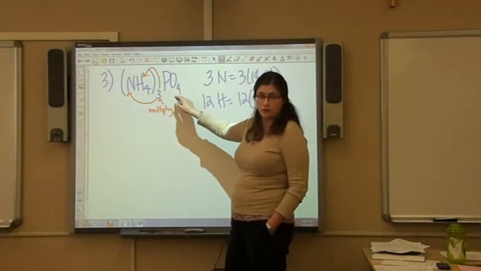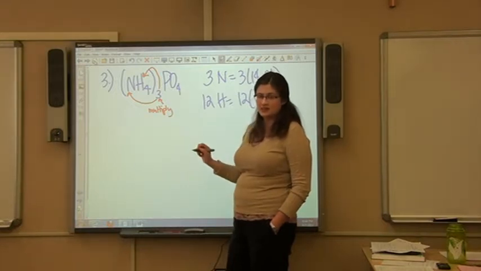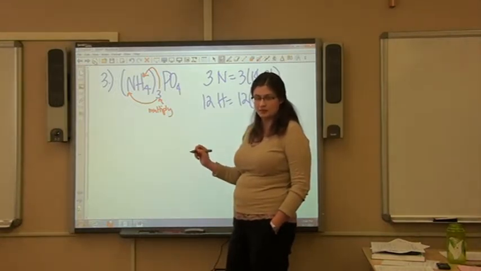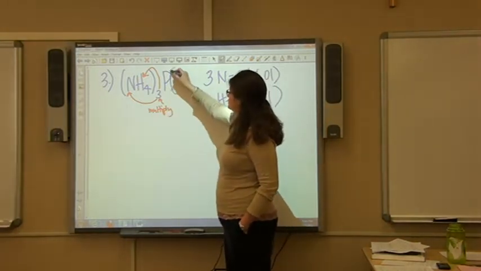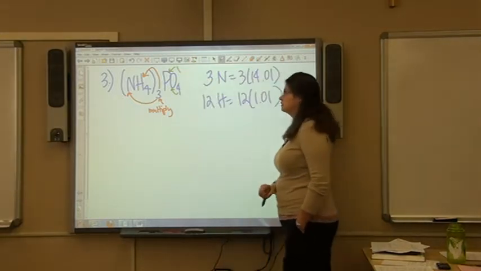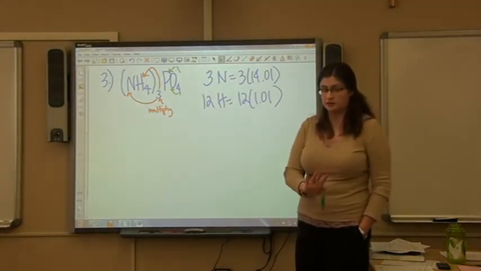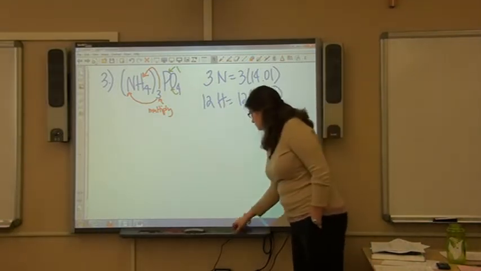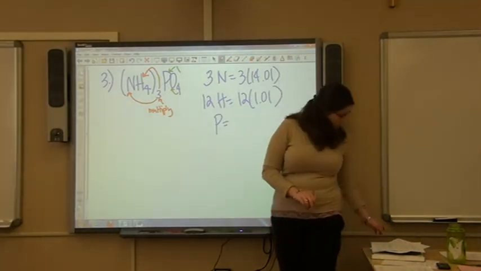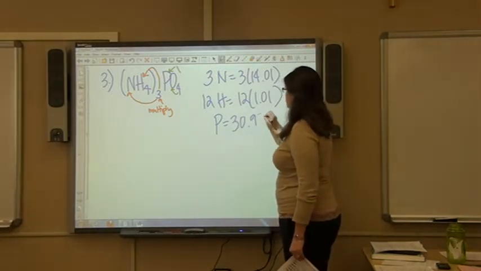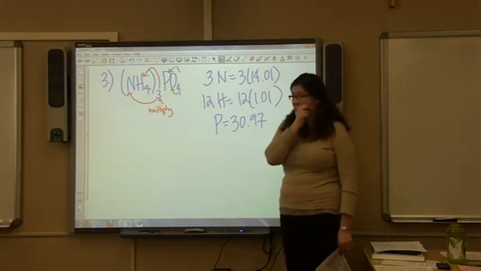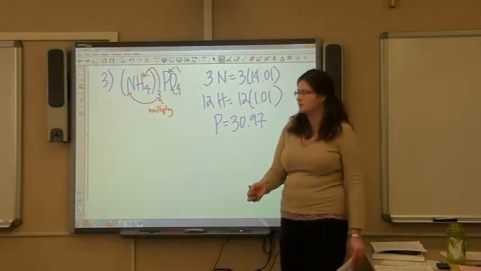Phosphate anion, PO4, does that 4 apply to the phosphorus too? Think about that. Is there a bracket in front of the 4? No. Therefore, this 4 only applies to the oxygen. This P is by itself. There's only one phosphorus here. Phosphorus is 30.97. Now, how many oxygens do you have? 4.